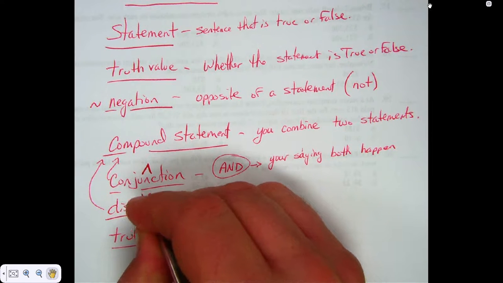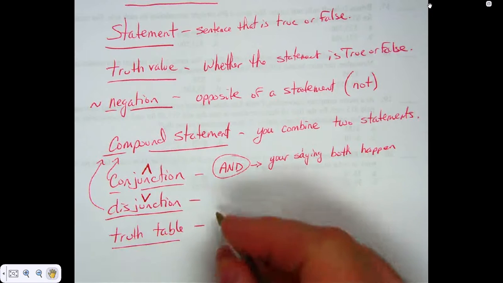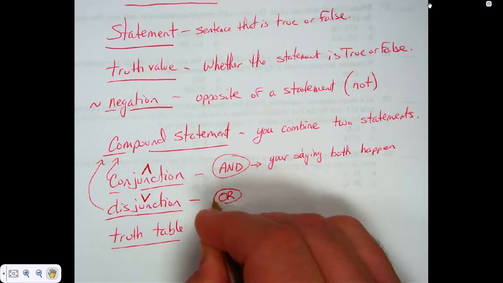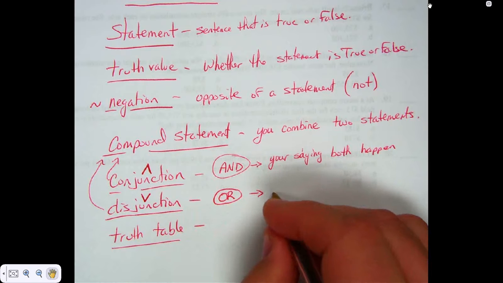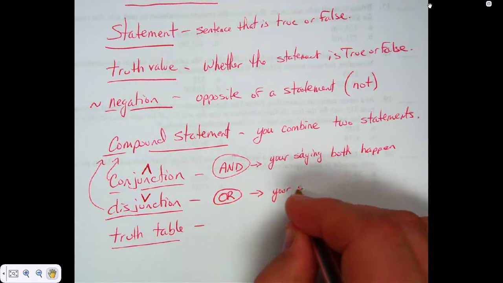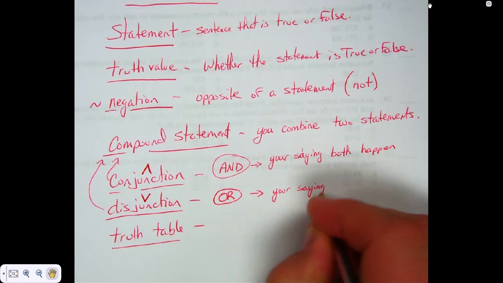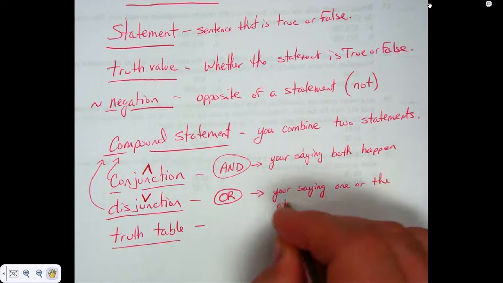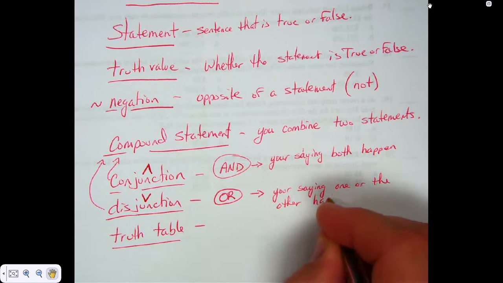It's upside down. Do you know what disjunction means? Very good. Or. Here you're saying what? One or the other happens.